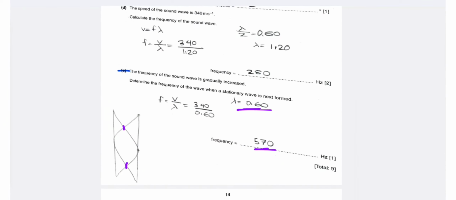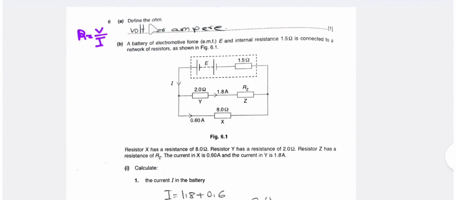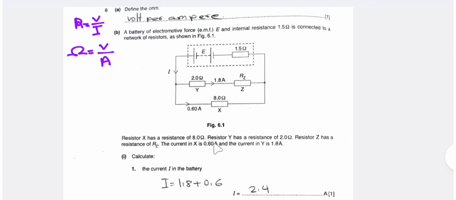So we know that resistance is equal to voltage by current, and the unit for resistance is ohm. Ohm is equal to volt, the unit of voltage, per ampere, the unit of current. So ohm is equal to volt per ampere.